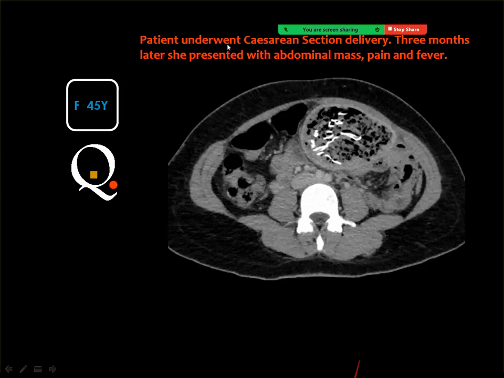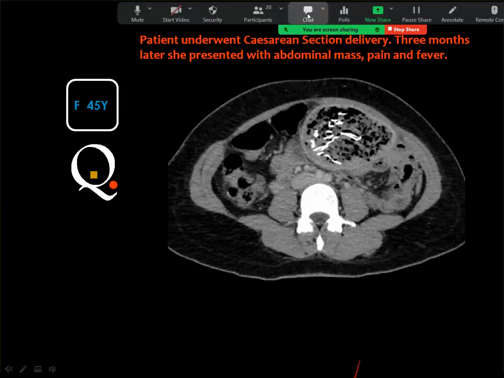This patient underwent a cesarean section. 3 months later, she presented with abdominal mass, pain, and fever.